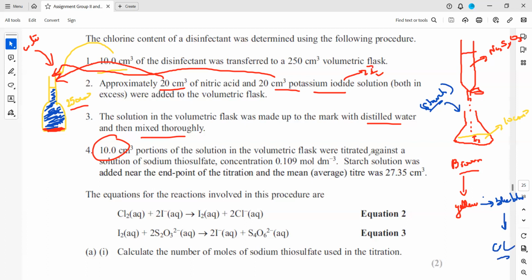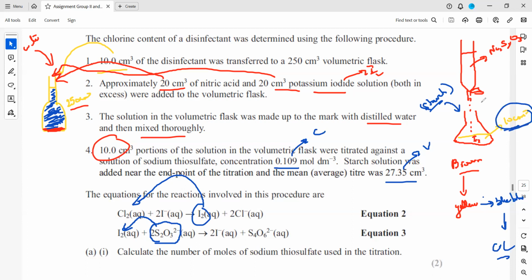This is what happened. So sodium thiosulfate with a concentration of 0.1, so we have the concentration. The starch solution was added near the end point, and the average volume, the mean titre, was 27.35. So we have the concentration and the volume. First, how to do this question? Using concentration times volume, we get moles of thiosulfate. After getting moles of thiosulfate, we use the mole ratio to get how many moles of iodine there were. And from moles of iodine, we find moles of chlorine in the solution because the ratio is 1:1, so the same moles of chlorine.